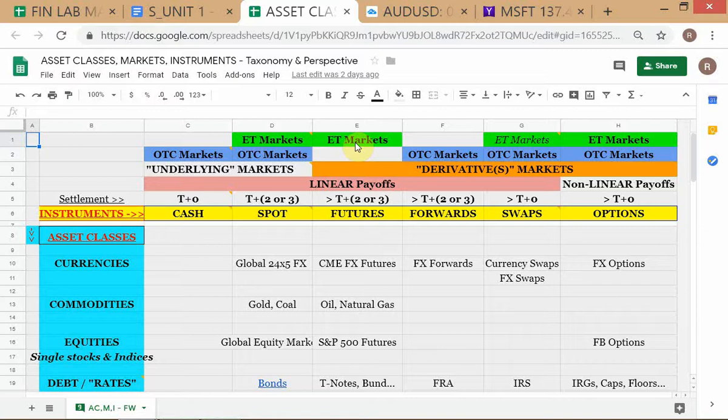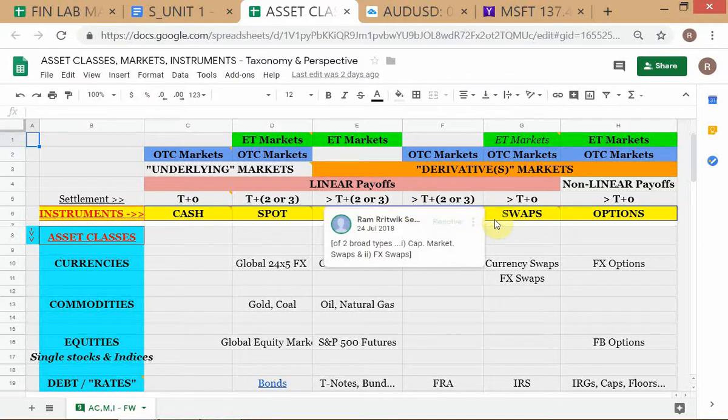And I mean what I intend to show through this kind of a frame, through the way that I've arranged it. What I mean by putting ET markets over here is that I'm trying to show that futures are only exchange traded markets, and that forwards are only OTC markets. So some of this knowledge you can derive on your own just by looking at the framework, if you know how to read it.